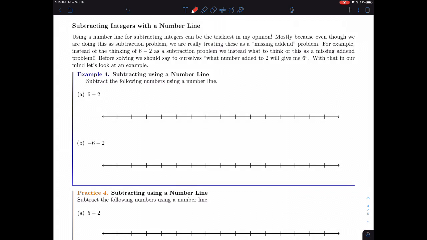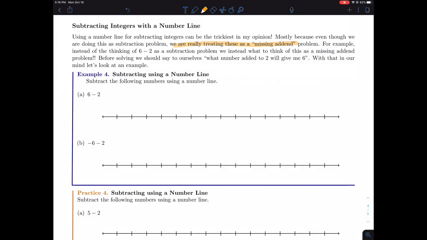All right, so let's look at subtracting with a number line. And so again, we did this with whole numbers, but I think this is going to make a little bit more sense when we do it with integers. And so the main thing to remember in this case is even though we're actually going to subtract, we actually want to think of this more as an addition problem. So what we're really doing is we want to treat these as a missing addend problem. So instead of trying to subtract and get our answer, we're going to try to work backwards as an addition problem.